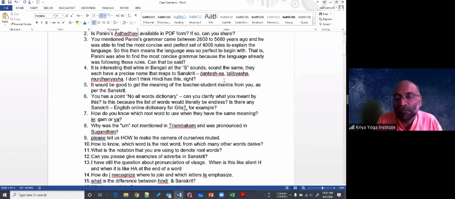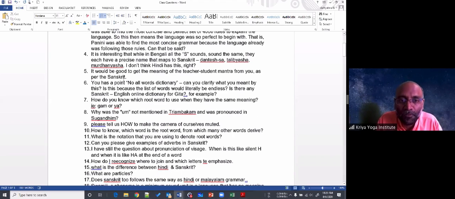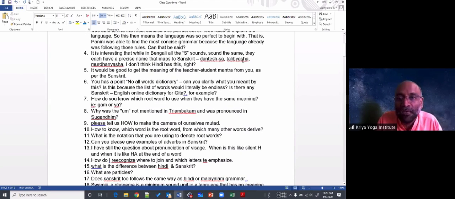Because they have lost the distinction in pronunciation, in order to identify the different letters they refer to them as Antesa, Talabisha, Murdhanesha. But if one is pronouncing correctly, you don't have to say it like that, because the distinction comes out in pronunciation.